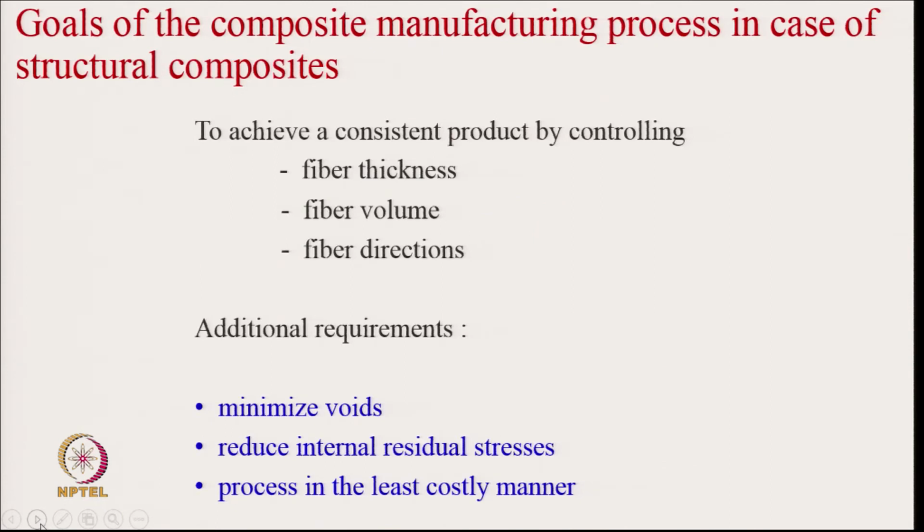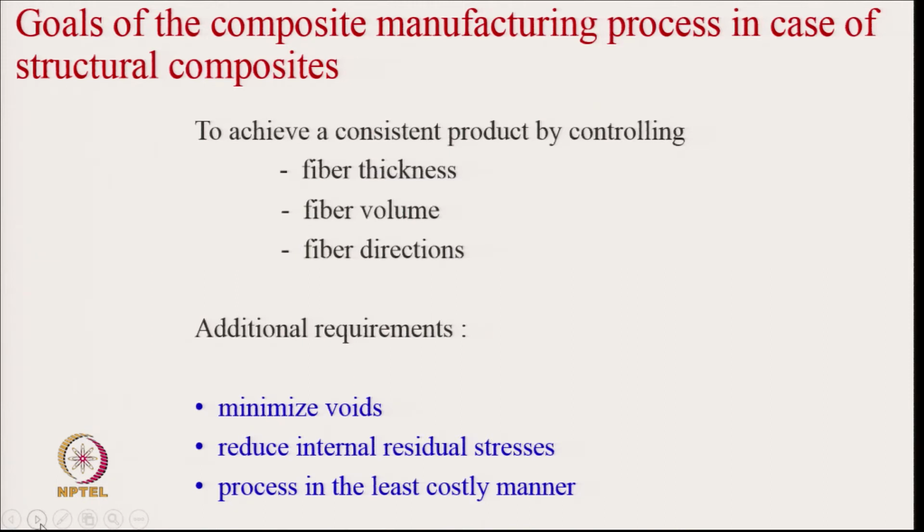What are the various goals of the composite manufacturing process in the case of structural composites? Here we try to achieve a consistent product by controlling the fiber thickness, the fiber volume, and the fiber direction, that is orientation of the fibers. What I told earlier, that is structural anisotropy. Apart from this, we look into many other aspects. Some of them are mentioned here. We try to minimize the voids, because voids are the source of flaws or defects in the composites, reduce internal residual stresses, and we try to process in the least costly manner.